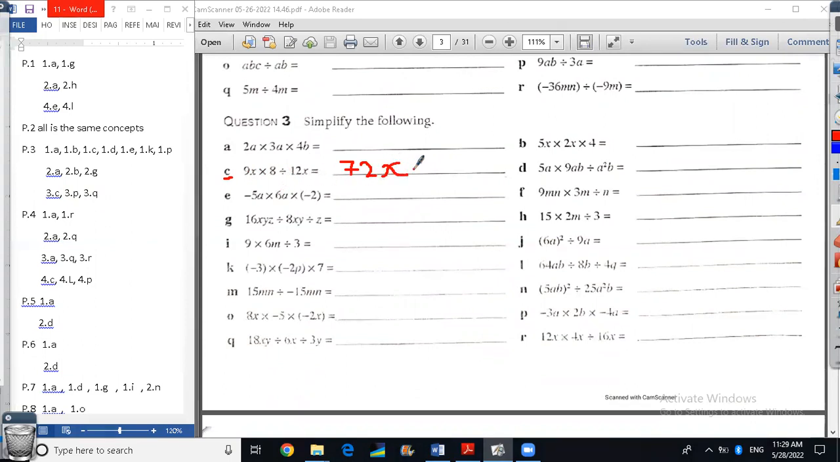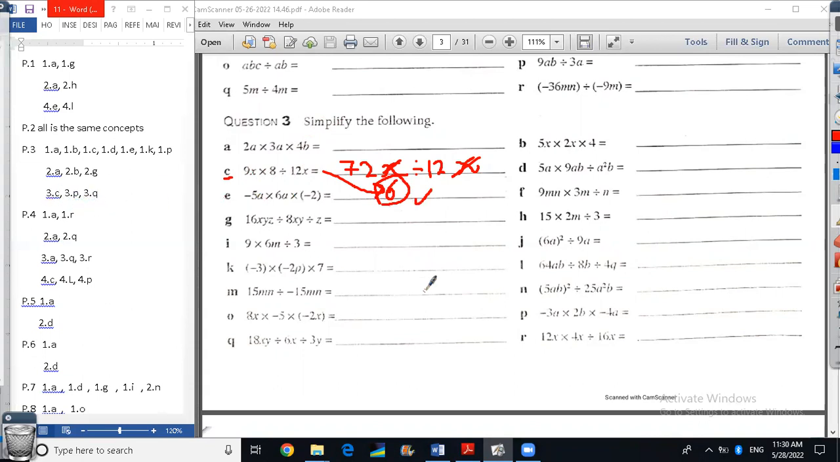Oh, but 72x is divided by 12x. Okay, 72x divided by 12x. What is 72 divided by 12? It's the times table. We use the times table. All right, 12 times 6 actually is 72. So 72 divided by 12 is going to give us 6. X divided by x is 1. So 72x divided by 12x is only 6. So, yes, 9x times 8 divided by 12x is just 6. Thank you. All right, next.